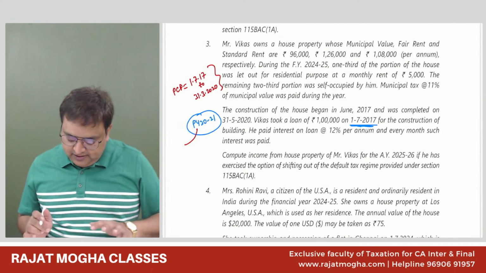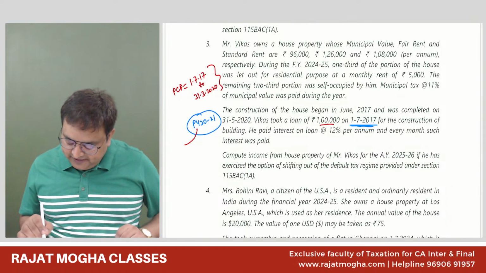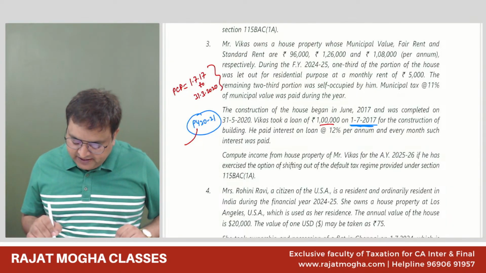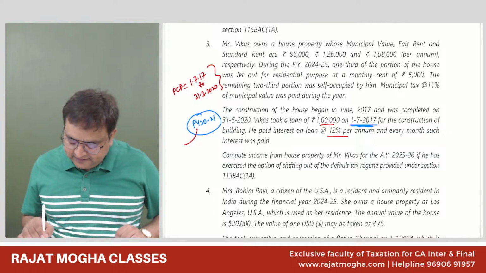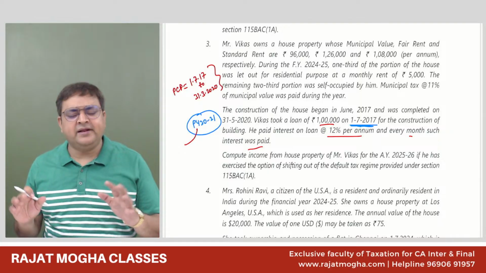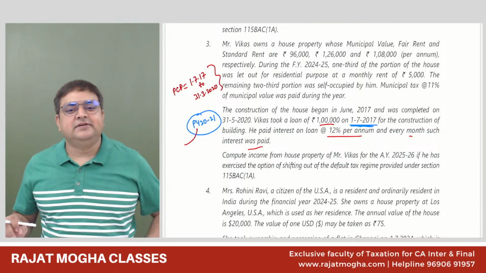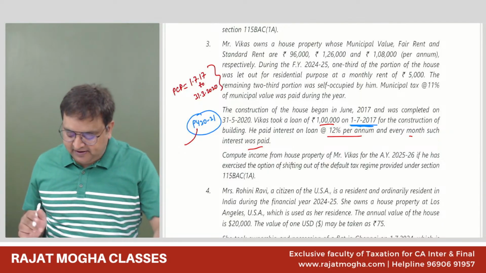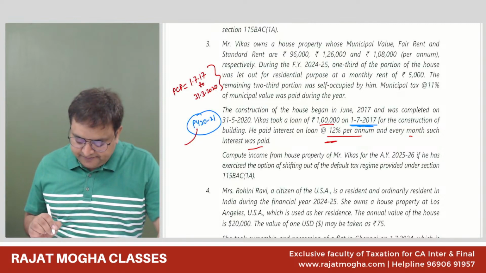Now, Vikas has taken a loan of 1 lakh rupees on 1/7/17 for construction of the building. He paid interest on the loan at 12% per annum, and every month such interest was paid. So he was paying interest also. Doesn't matter, even if he is not paying it, interest is allowed on due basis under house property. But the rate of interest is 12% per annum.